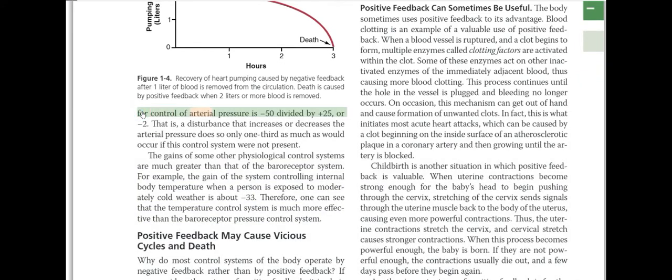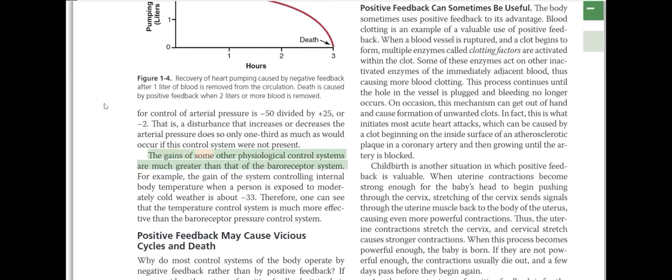For control of arterial pressure, the gain is minus 50 divided by plus 25, or minus 2. That is, a disturbance that increases or decreases the arterial pressure does so only 1/3 as much as would occur if this control system were not present.